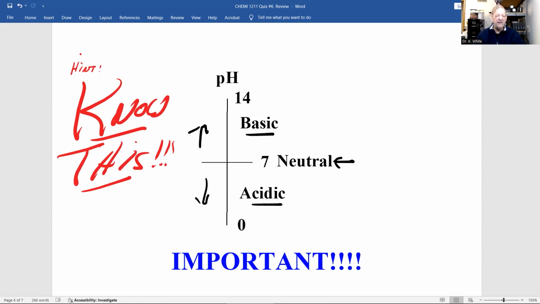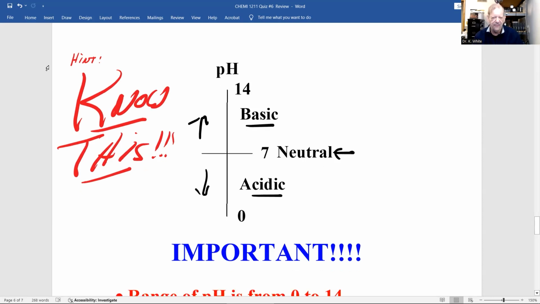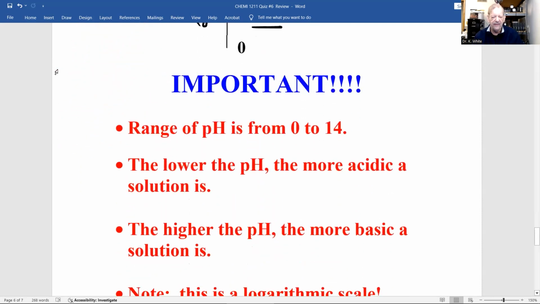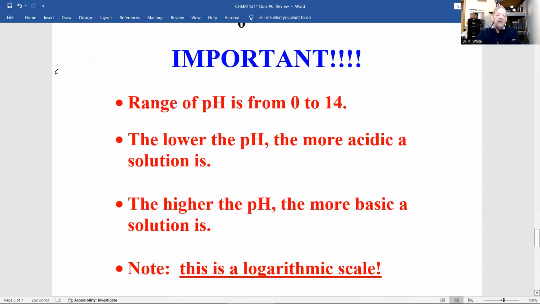See how subtle I can be? Hint, know this. It's probably the most important thing I'll teach you this semester for your own personal life. All right. And the lower the pH, the more acidic it is. The higher the pH, the more basic it is.